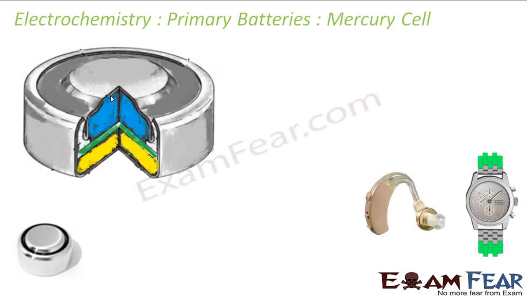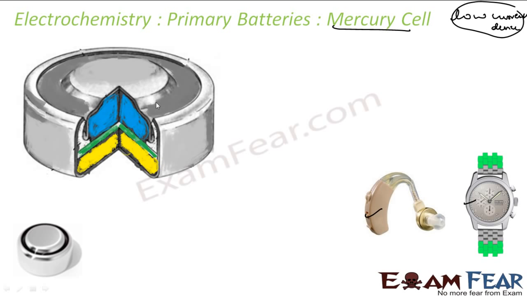The next type of cell we'll learn is the mercury cell. They are very small in size, and they are usually used in devices like hearing aids. They are used in watches or sometimes in toys also. They are very small cells and very low current devices. Mercury cells are generally used in watches.